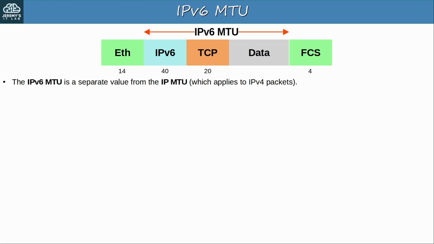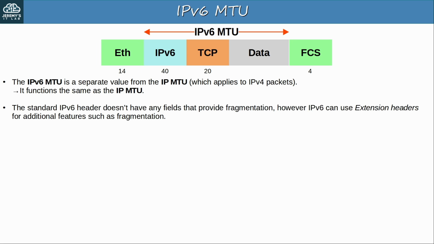The IPv6 MTU is a separate value from the IP MTU, which applies only to IPv4 packets. So, even if you modify the IP MTU, the IPv6 MTU will remain the same, 1500 by default. However, the IPv6 MTU functions the same as the MTU for IPv4. It just applies to IPv6 packets instead. Now, note that the standard IPv6 header doesn't have any fields that provide fragmentation. However, IPv6 can use extension headers for additional features such as fragmentation.